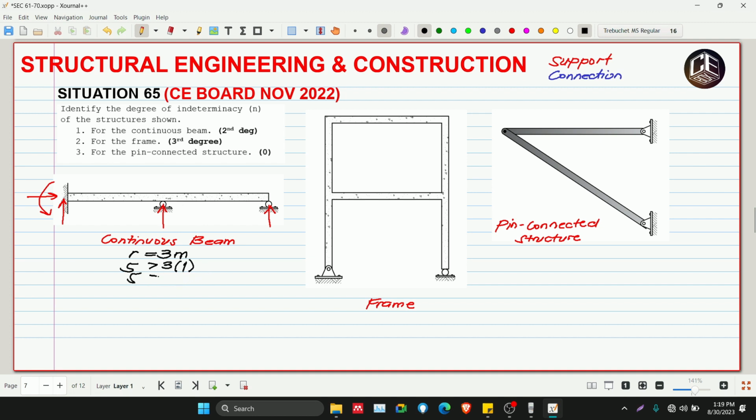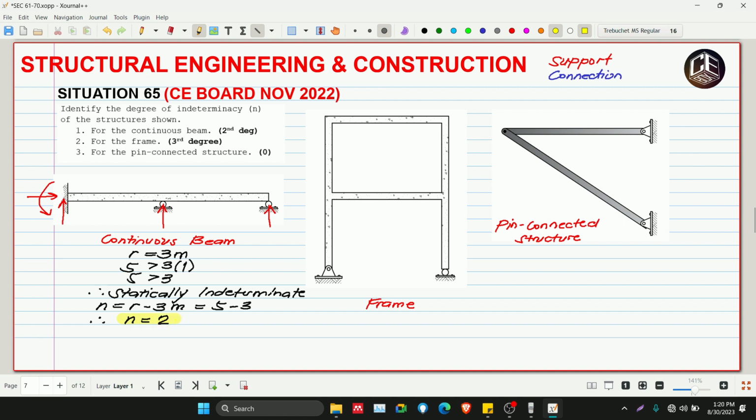Ayan, so 5 is greater than 3. So, since ang ating number of unknowns is greater sa number of equations, therefore, ang ating structure is statically indeterminate. So, since indeterminate ang ating structure, meron siyang degree of indeterminacy. That is, n is equivalent to, i-transpose lang natin yung 3m, so this is r minus 3m. But this is 5 minus 3. Therefore, ang ating degree of indeterminacy is 2.